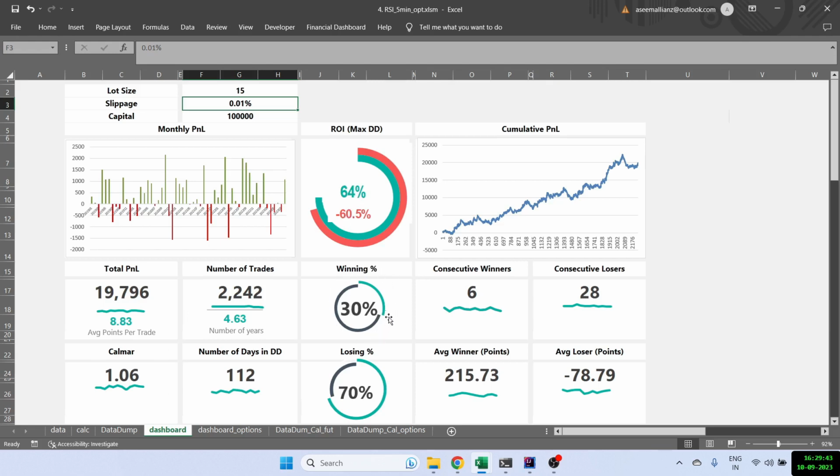And my winning percentage is low here, which is 30%. I have a very high losing ratio, and that's because I'm keeping a very small stop loss. And as you can see, I have 28 loser trades, right? So consecutive 28 loser trades. That means it's very hard to trade from a psychology perspective.